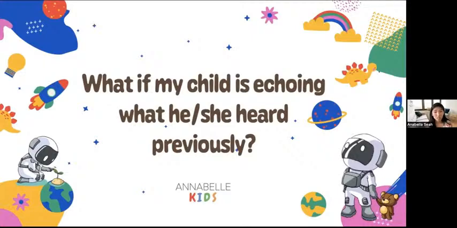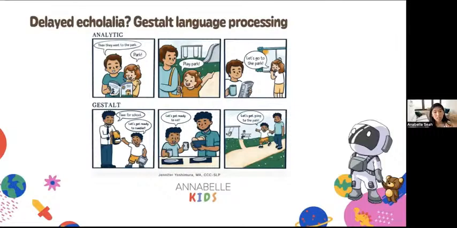Sometimes a child may be speaking, but what they say may not make sense entirely to us. One of these scenarios is perhaps the child is speaking but echoing what he or she has heard previously. In other words, delayed echolalia. So this is quite an interesting one. For children who are exhibiting delayed echolalia, they may actually be processing language in a different manner. So for example, if you see in this comic here, what most of us perhaps know about language development is the analytic processing manner.